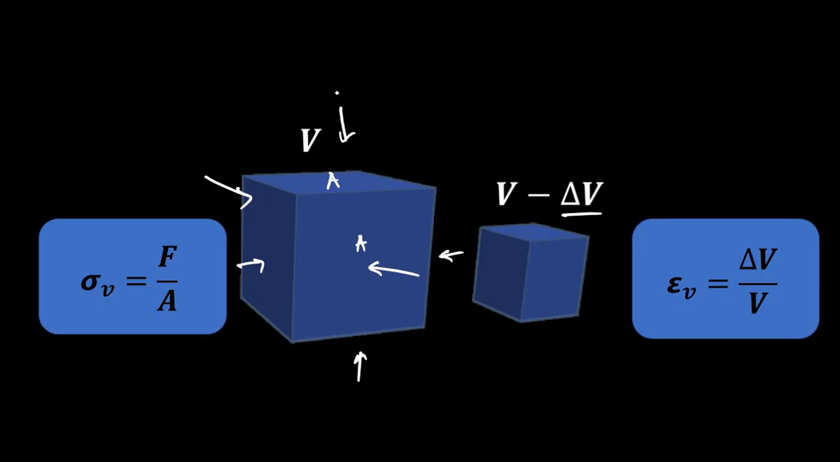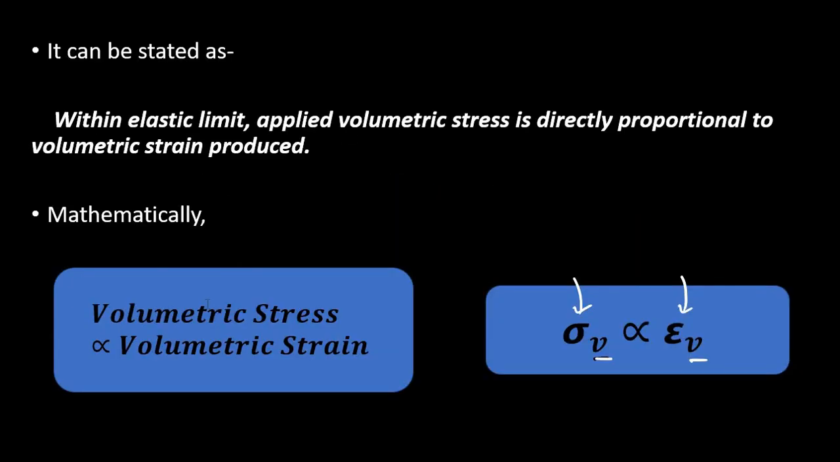So here the volumetric stress is force by area, force acting per unit area, and the volumetric strain is change in volume or decrease in volume by original volume. Again, a negative sign will be there. Decrease in volume by the original volume. So here, according to Hooke's law, volumetric stress is directly proportional to volumetric strain. Sigma V is directly proportional to epsilon V.